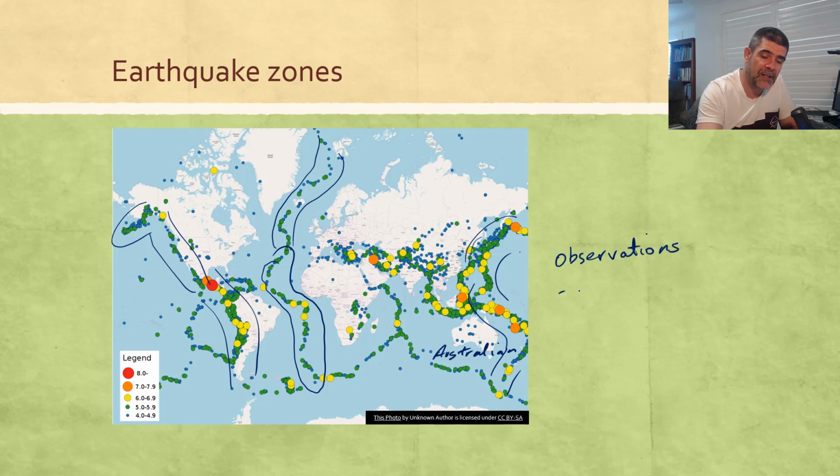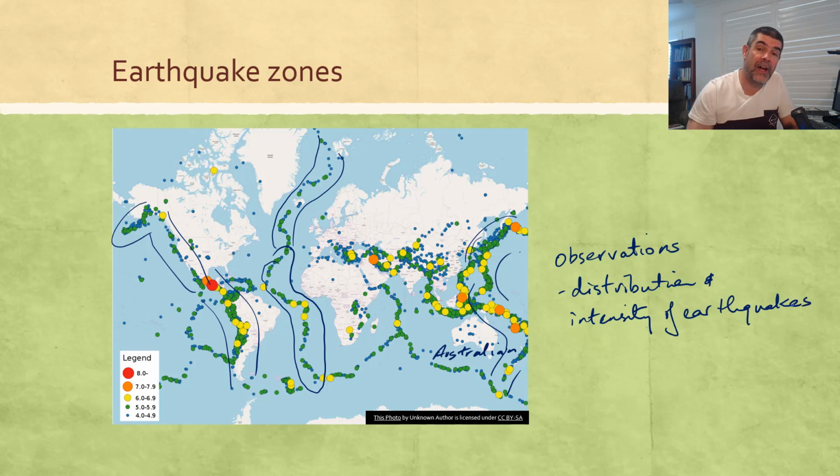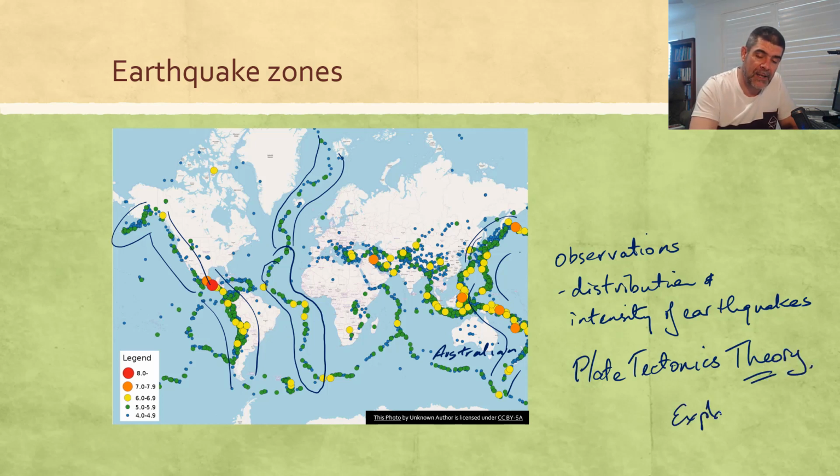So these are again important observations, because this observation, namely the distribution and intensity of earthquakes, provides evidence in support of our plate tectonics theory. And once again, always remember, our theory is our explanation. Can we explain why we see this distribution? Well, we can when we talk about plate boundaries.